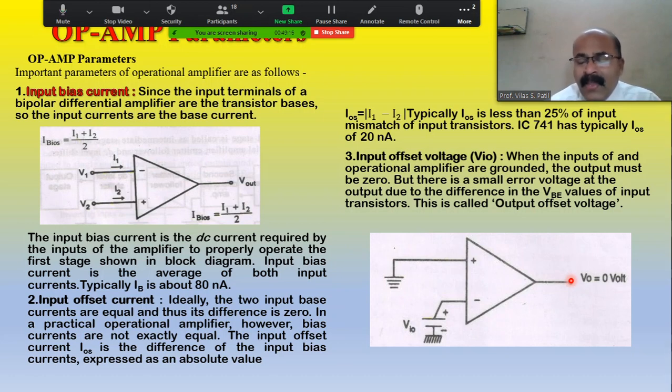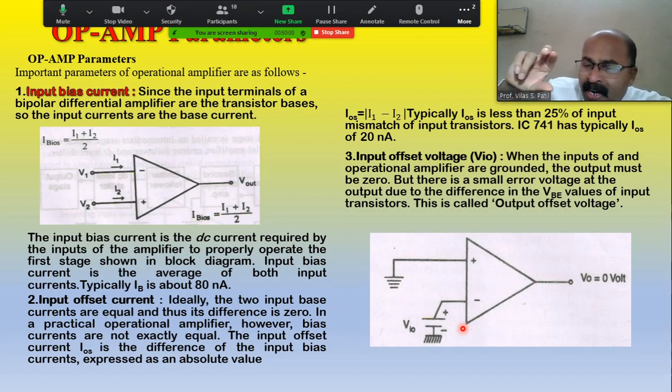And then at the input, take any one of the inputs. It may be non-inverting or inverting. Generally take the inverting input and apply the external battery. This is the external battery. This is the negative terminal and this is the positive terminal. Take one external battery and give the voltage to either of the terminals, the non-inverting terminal or the inverting terminal. Generally, it is given to the negative terminal, meaning the inverting terminal.